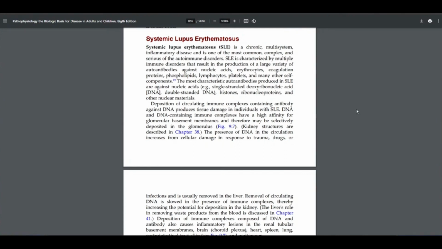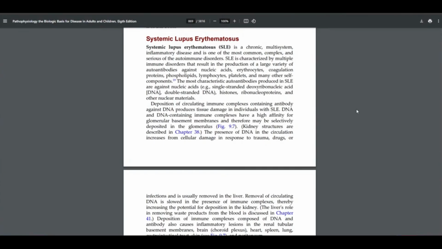Systemic lupus erythematosus is a chronic multi-system inflammatory disease and is one of the most common, complex, and serious of the autoimmune disorders. It is characterized by multiple immune disorders that result in the production of a large variety of autoantibodies against nucleic acids, erythrocytes, coagulation proteins, phospholipids, lymphocytes, platelets, and many other cell components. The most characteristic autoantibodies produced in lupus are against nucleic acids. I'm just going to call it lupus because that's what we all know it as.